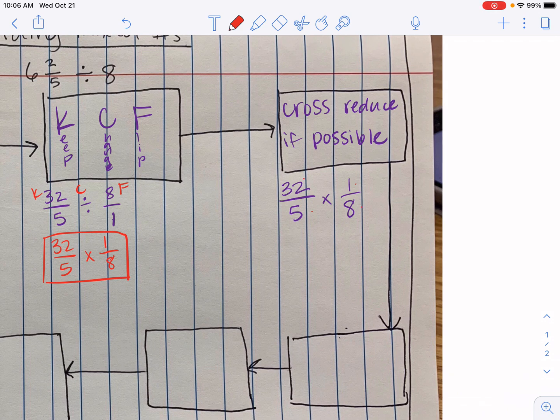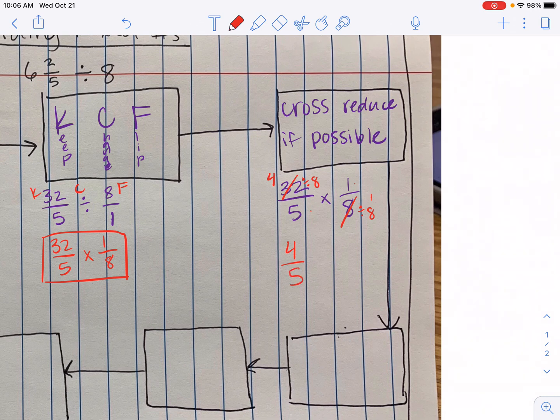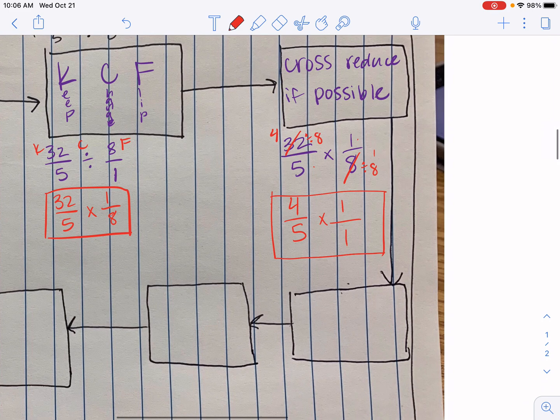I know that both of those are divisible by 8. So I'm going to divide each of those numbers by 8. Remember, I have to do the same thing to both of the numbers. So 32 divided by 8 is 4. And 8 divided by 8 is 1. So my new problem is 4/5 times 1 over 1, my bad. All right, so that is a lot easier to deal with. My 32 became a 4. My 8 became a 1 because I divided both of those by 8. And remember, again, if you choose not to cross reduce, that's fine. It's just going to be a lot harder in the end.